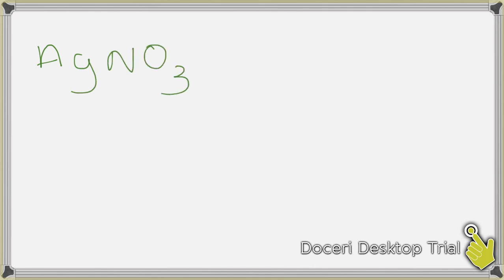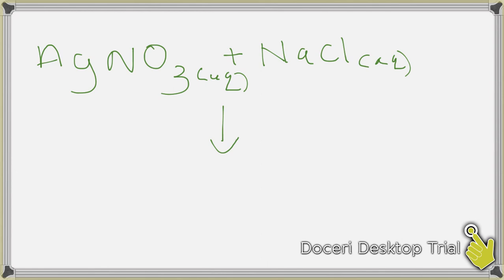Silver nitrate is soluble, so I write aqueous, plus sodium chloride aqueous. You will not get this particular one, but I'm telling you the technique. Always on the reactant side, you have to see that both are aqueous. What is aqueous? Aqueous phase. That means it's a solution.